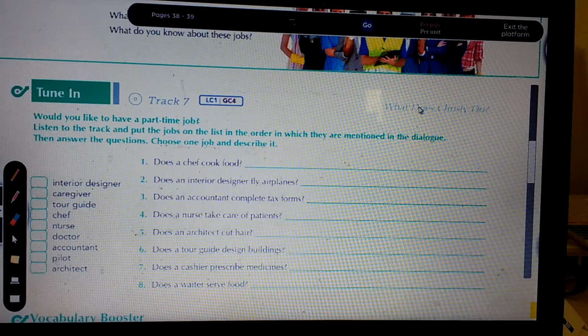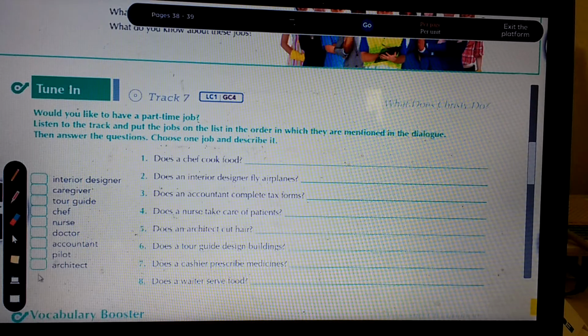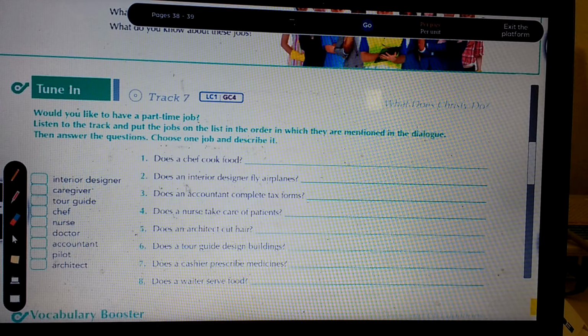So first of all, guys, you have to listen to the track GC4. And once you listen, you have to number all these occupations as they are mentioned. For example, if the first one that you hear is doctor, you have to write number 1 on doctor. If the second one that you hear is chef, you have to write number 2 on chef. Then after that, you have to answer these questions. All of these questions are in simple present. So according to what you hear, answer these questions.